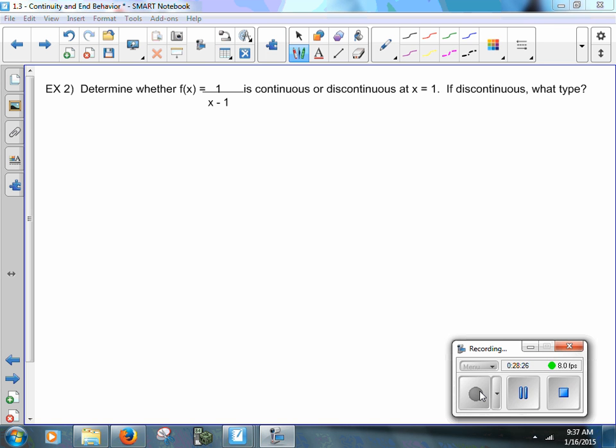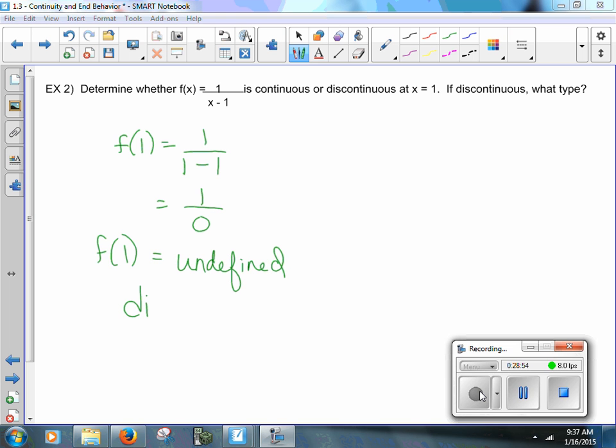It's 1 over x minus 1. What am I going to do with that 1 over there? I'm going to plug it in, f of 1. I'm going to plug it in where I see an x, right? So I get 1/0. It's undefined. When 0 is under the fraction bar, it's undefined, right? So it is undefined. So what's that mean? It means that it's discontinuous.